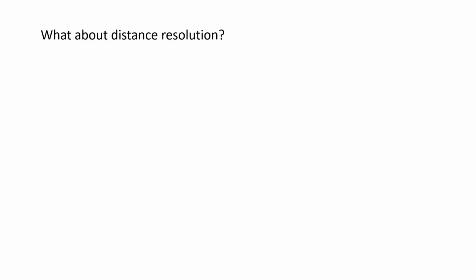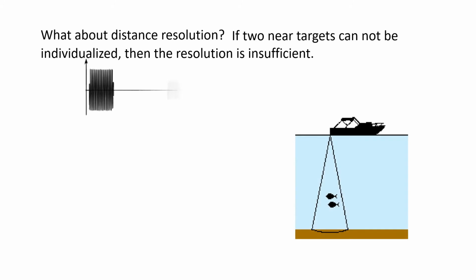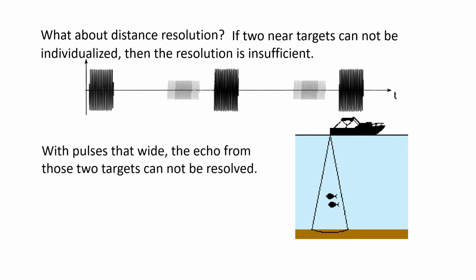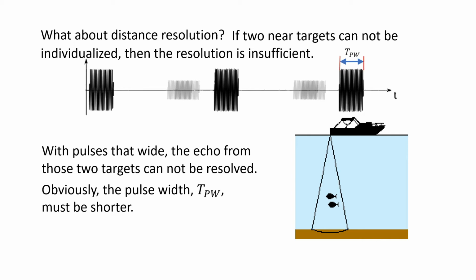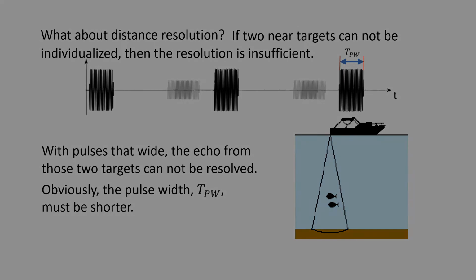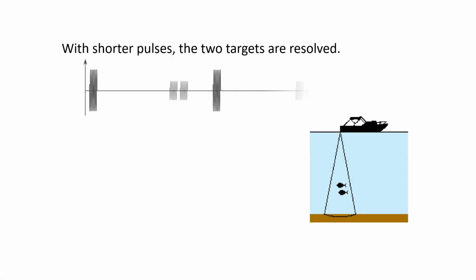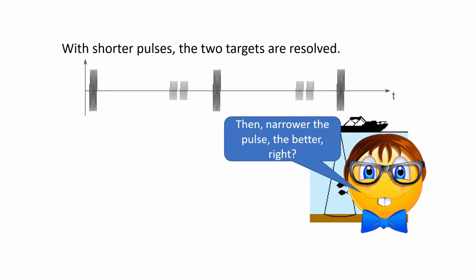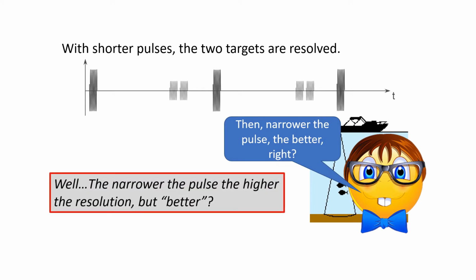What about distance resolution? If two near targets cannot be individualized, the resolution is insufficient. With pulses that wide, the echo from those two targets cannot be resolved. Obviously, the pulse width T sub PW must be shorter. With shorter pulses, the two targets are resolved. The narrower the pulse, the better, right? Well, the narrower the pulse, the higher the resolution, but better?